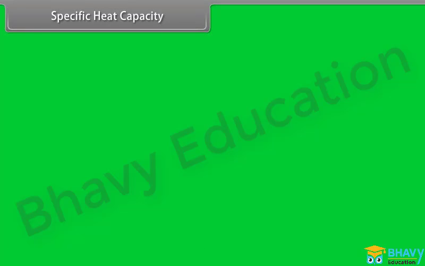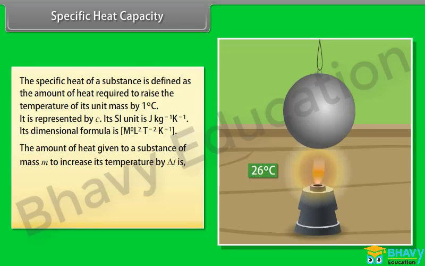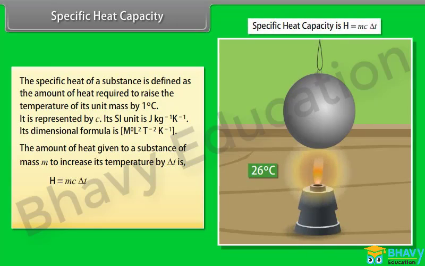Specific heat capacity. The specific heat of a substance is defined as the amount of heat required to raise the temperature of its unit mass by 1 degree Celsius. It is represented by C. Its SI unit is joule per kilogram per Kelvin. Its dimensional formula is M^0 L^2 T^-2 K^-1. The amount of heat given to a substance of mass m to increase its temperature by delta T is H = mc delta T, where H is the amount of heat required and C is the specific heat of the body.